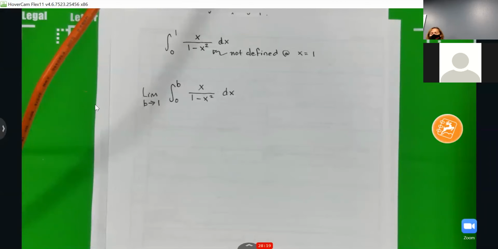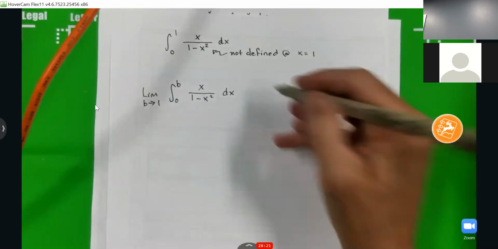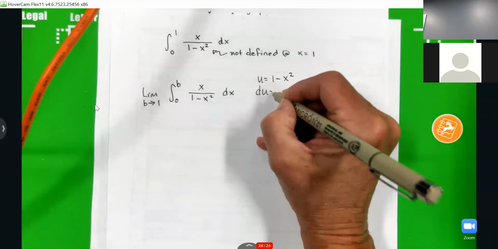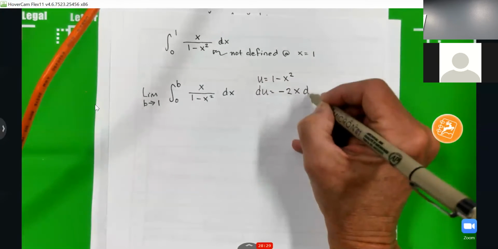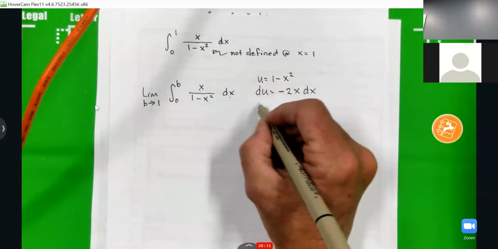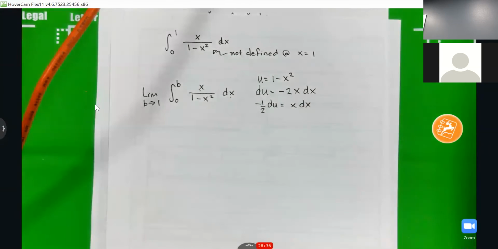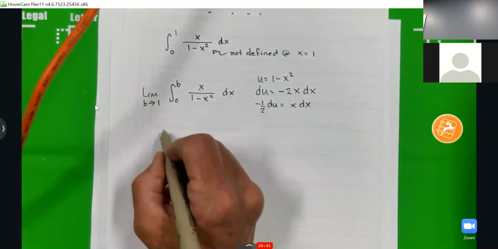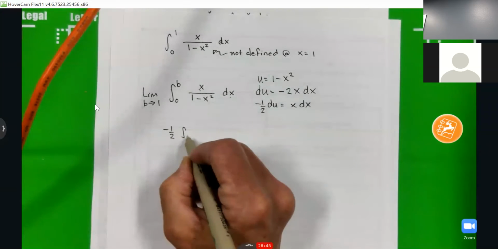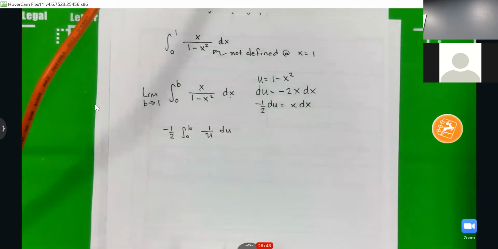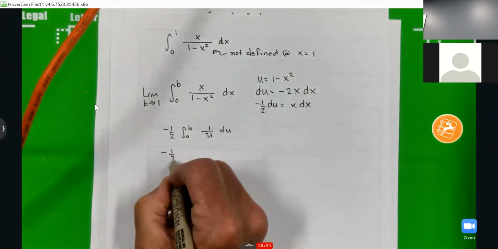Take u to be 1 minus x squared. Then du is a minus 2x dx. I've got the x dx, so if I take a negative 1/2 times du, then I can substitute out the x dx. So I'll put the negative 1/2 in front of the integral sign. Then I'll have a 1 over u du.